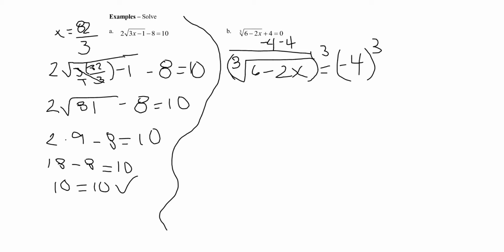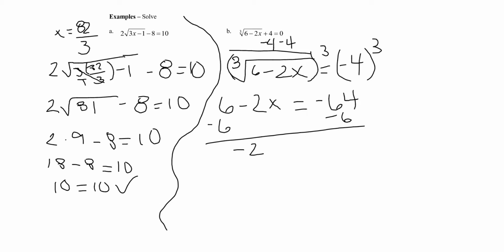When you raise a cubed root to the third power, it takes away the radical, it gives you just what's underneath there. So we have 6 minus 2x equals, and negative 4 cubed is going to be negative 4 times negative 4 times negative 4, which is negative 64. And now we're going to solve our equation. So first, get rid of the 6. It's a positive 6, so we'll subtract 6 from both sides, which leaves me with negative 2x equals negative 70. Divide by negative 2. So we get x equals 35.